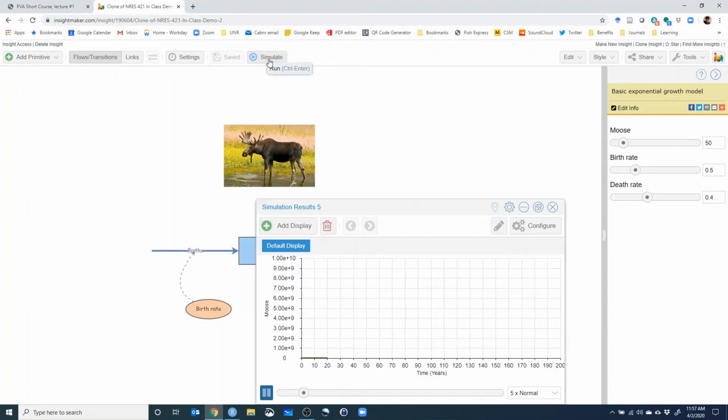And we can simulate it, and we get exponential growth. I still have it running for 200 years, but every time I run it, it would look exactly the same. There's no difference from one run to the next. And that, by definition, means that this is a deterministic model. It means that we know a priori what's going to happen, and every time we simulate, it's going to look exactly the same. That's called deterministic.